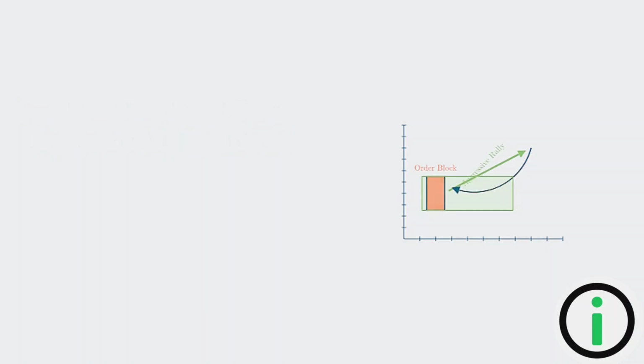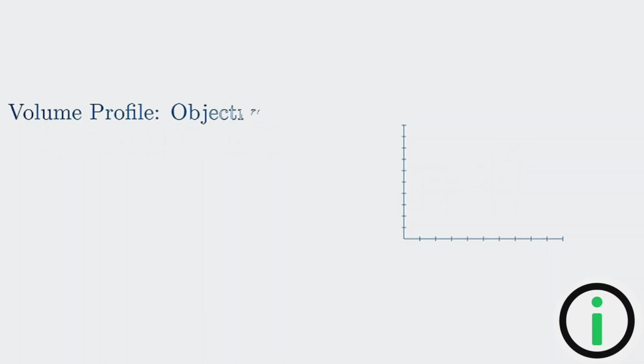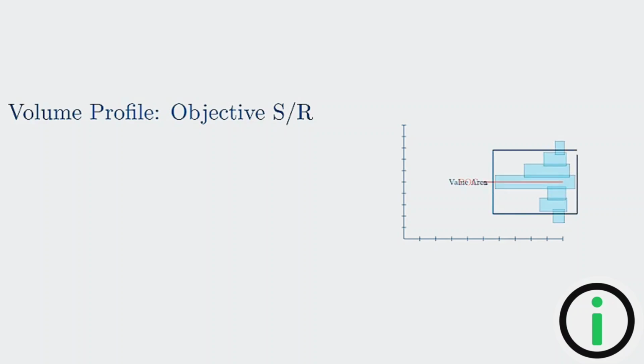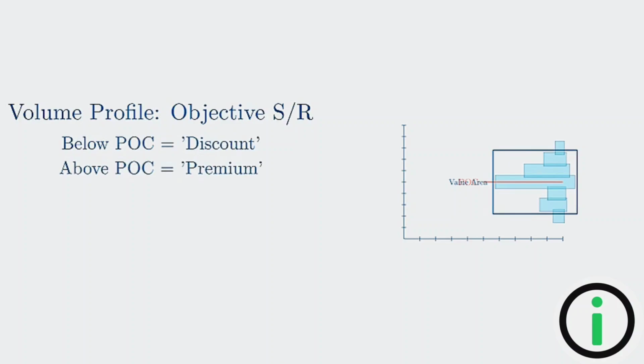To make this objective, we use the volume profile. Unlike a trend line you eyeball, the volume profile shows you exactly how much volume was traded at each price level. The POC, or point of control, is the price level with the highest traded volume. The value area, high and low, shows where 70% of the volume occurred. These aren't just lines, they are psychological and financial anchors. If price is below the POC, the market is effectively on sale relative to where most business was done. If it's above, it's considered premium.